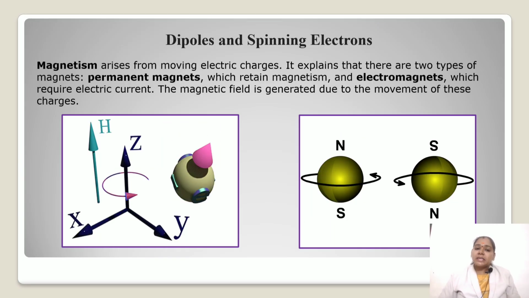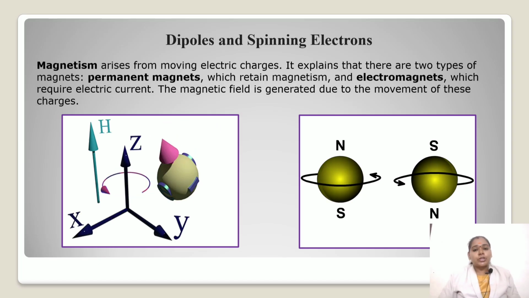Magnetism arises from moving electric charges. It explains that there are two types of magnets. One is permanent magnets, another one is electromagnets. Permanent magnets retain magnetism, and electromagnets require electric current. The magnetic field is generated due to the movement of these charges.